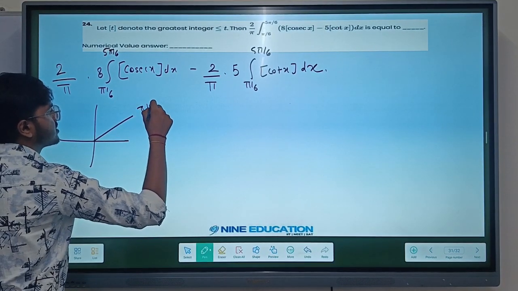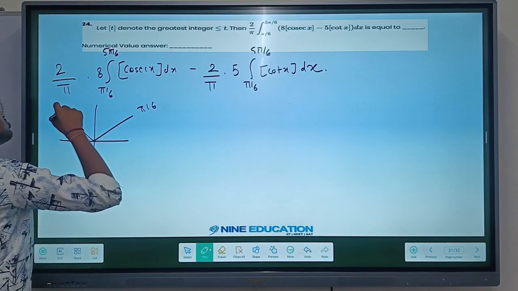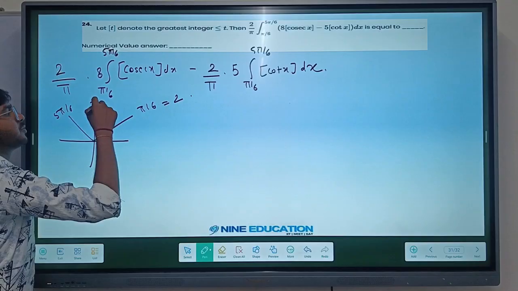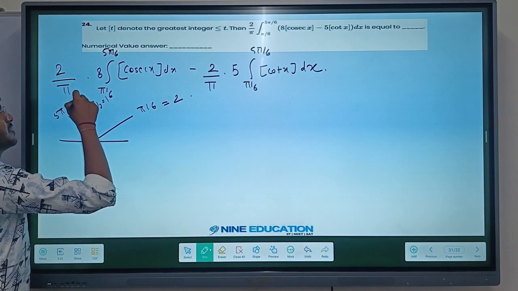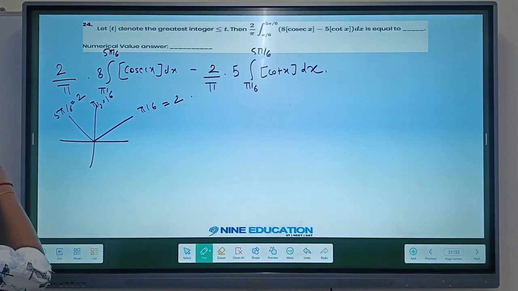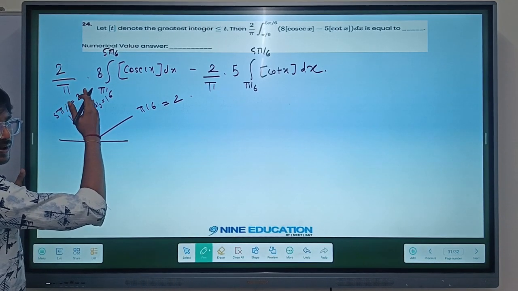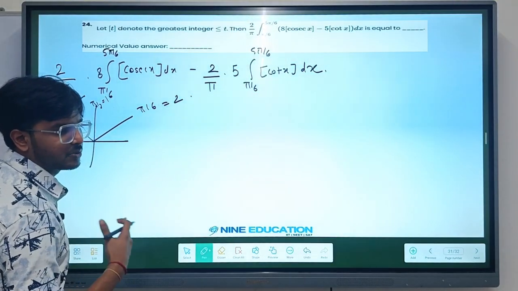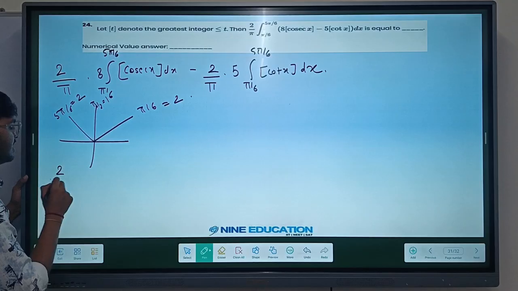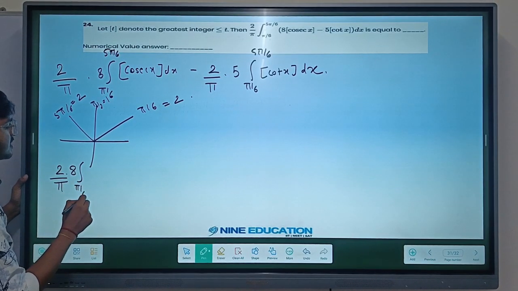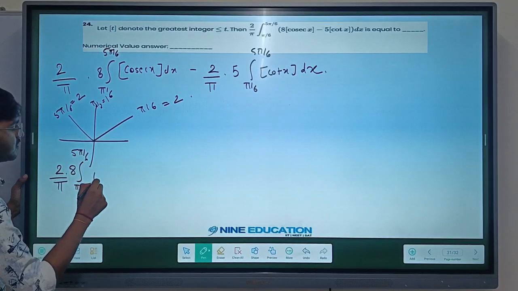This is pi by 6, this is 5 pi by 6. Let's talk about cosec. Cosec at pi by 6 is 2. Cosec at pi by 2 is 1. Cosec at 5 pi by 6 is 2. So cosec, while going from pi by 6 to pi by 2, will give all values between 2 and 1. While going from pi by 2 to 5 pi by 6, it will give all values between 1 and 2. So the greatest integer value will be directly just 1. So 2 by pi into 8, pi by 6 to 5 pi by 6, just 1 dx.